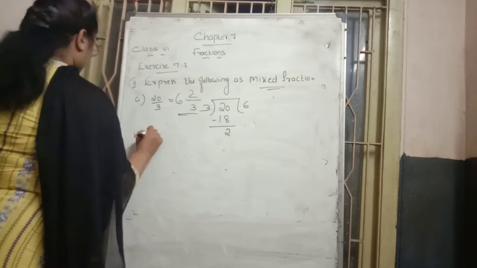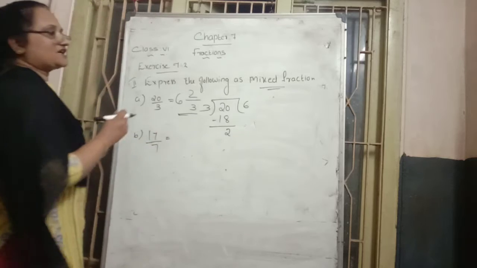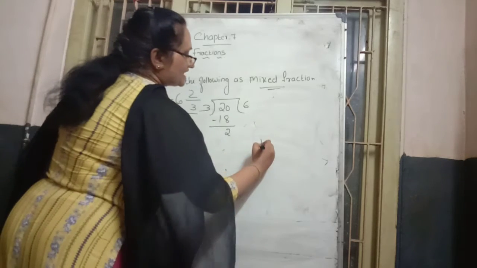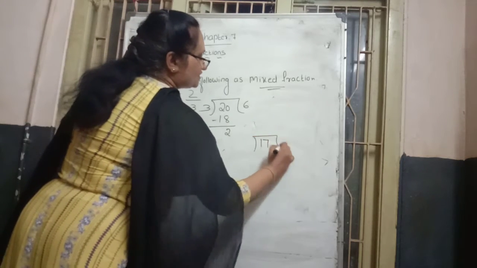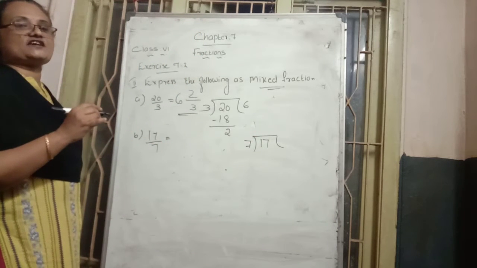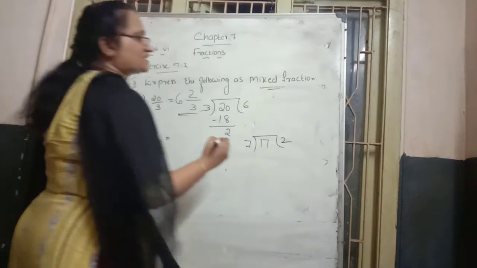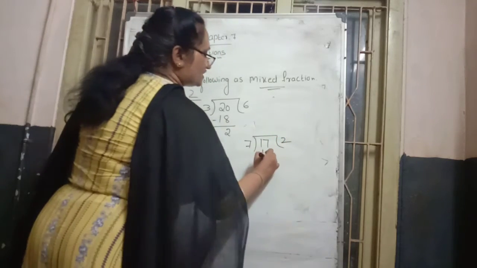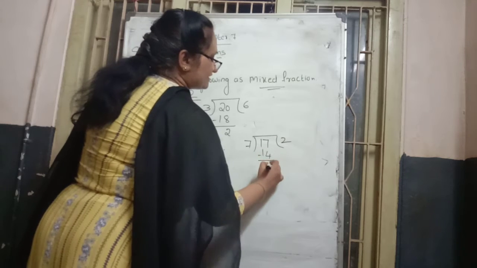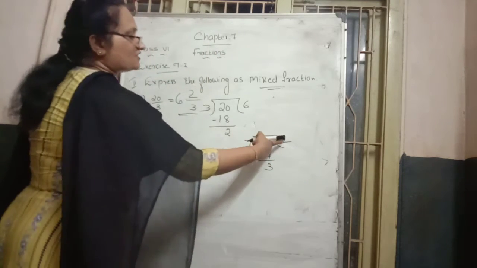Another question, the second question: 17 by 7. There also, how to convert to a mixed fraction? The numerator 17 is divided by the denominator 7. In the 7 table, 7 twos are how much? 14. 7 threes are 21, which is more. So the quotient is written as 2. 7 twos are 14. Subtraction: 17 minus 14 comes to be how much? 3. How do we write this as a mixed fraction first?